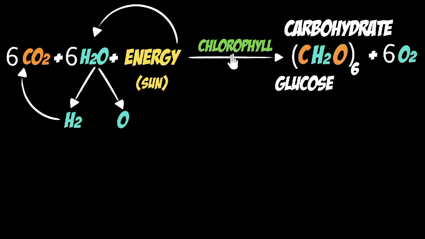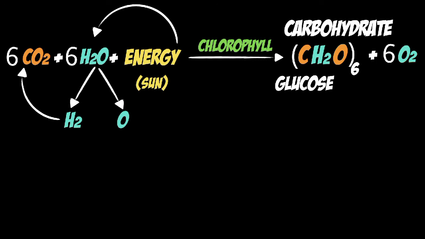So again, what happens? Chlorophyll absorbs the energy from the sun and uses some of it to break open water into hydrogen and oxygen. Oxygen is thrown out, and then the hydrogen is attached to carbon dioxide in a series of steps to finally give us glucose. And I can stare at this forever because this is literally what's keeping me and you alive.